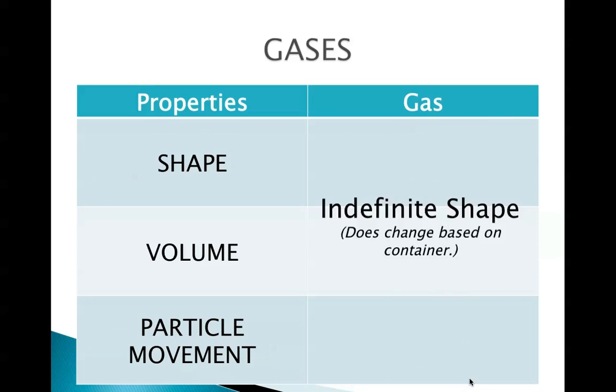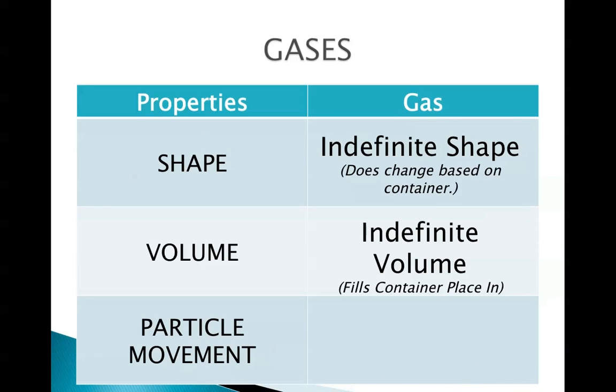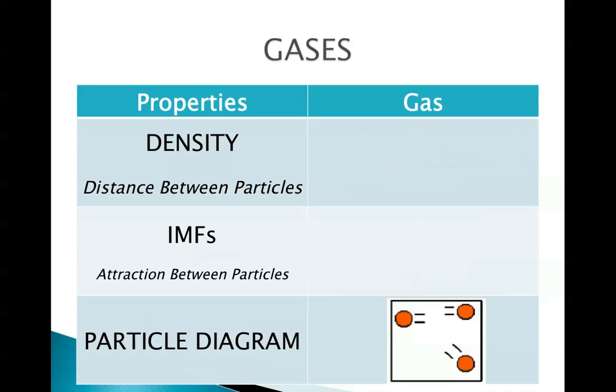Now with gases, these have both an indefinite shape and volume. Gases are going to fill whatever container we place them in. They will also take the shape of that container. With particle movement, these have basically the most freedom. They're free to move around the container. So they have the most freedom. They're the furthest particles apart from each other.